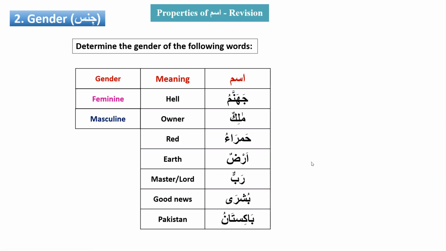Hamra'u. Abir. Hamra'u, it's feminine. Why? It's a color that ends with hamza, alif mamduda. Say it, alif mamduda. Yeah. It's the name of a color ending with alif mamduda. That is why it is feminine. Yeah, good.